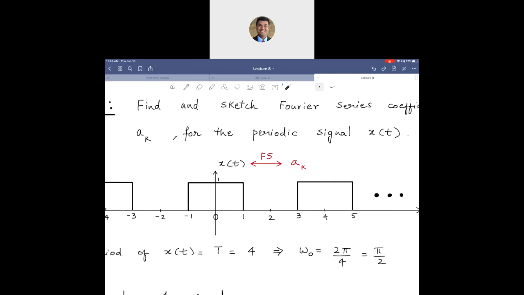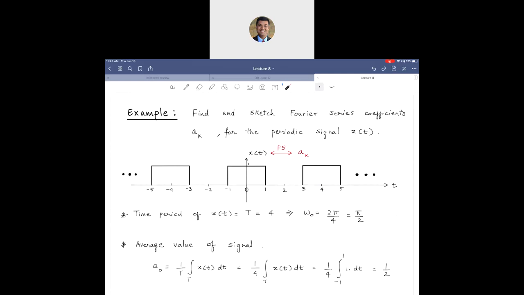All right. So what do you need? Well, I need a sub k. How can I find a sub k? As I hinted before, find a sub 0 first. Before even you find out a sub 0, which is the second here, find the time period of the periodic signal first.